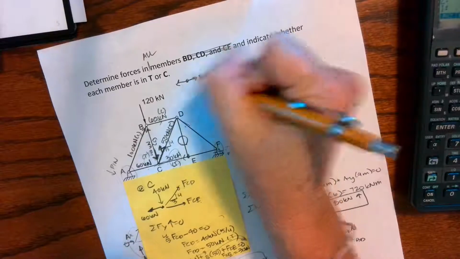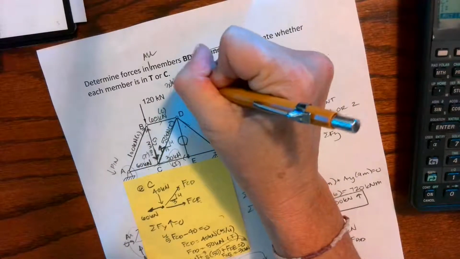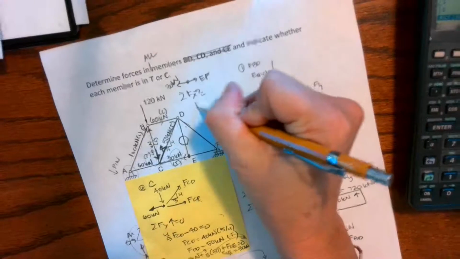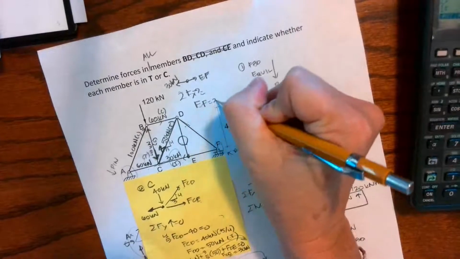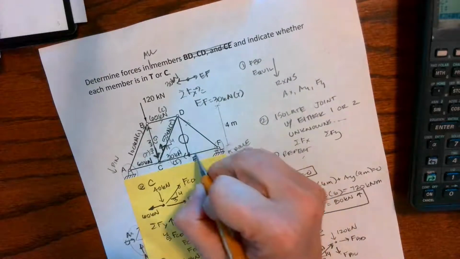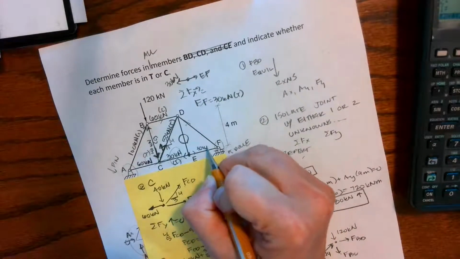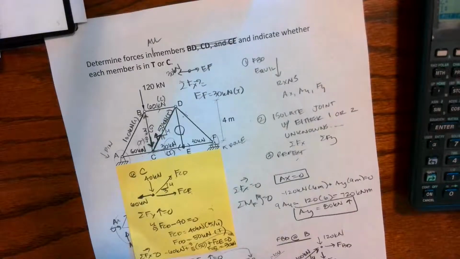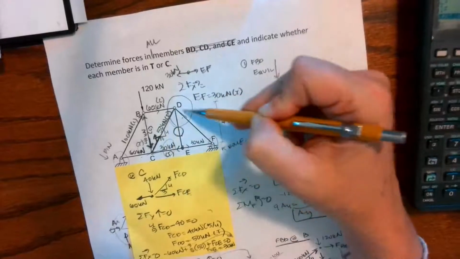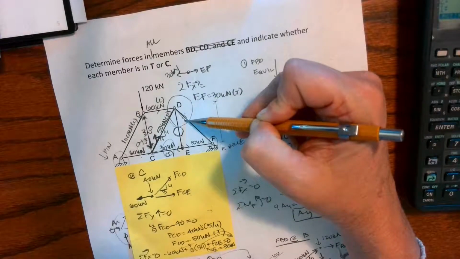EF. If this is 30 kilonewtons pulling to the left, when I sum forces in the x direction, I can find that EF also equals 30 kilonewtons in tension. So we can go down here, 30 kilonewtons in tension. Okay, so here we have the choice of finding unknown DF.